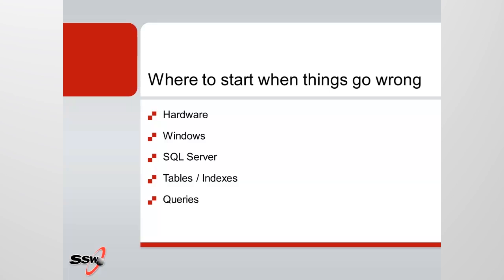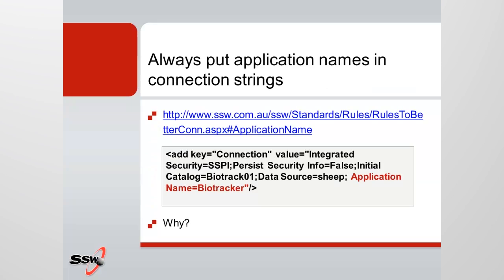Now, one thing that we always do, and this is actually one of those rules, for the coders out there or for the developers: whenever we create a connection string, we always tack in the application name. So, for example, here's my connection string. Integrated connection, blah, blah, blah, and then right at the end in red I've got application name equals bio tracker. So why do we do this?